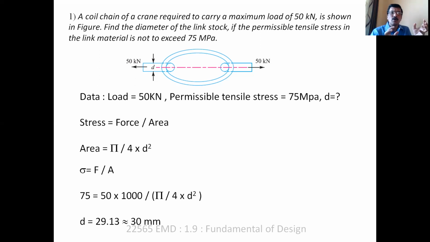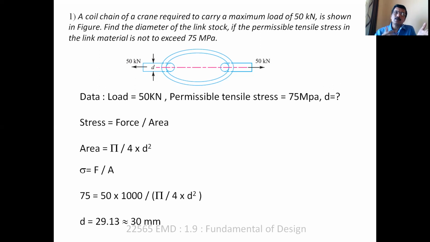The diameter d comes out 29.13, but 29.13 is not a standard value for the diameter of the chain. So let us take some integer or rounded off value. So the best rounded off value next to 29.13 is 30 mm. So that means 30 mm can be the safest value for that particular chain. So this completes our problem. So that means we have designed a chain which is used for a crane.